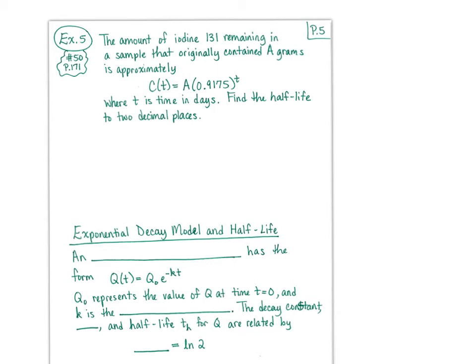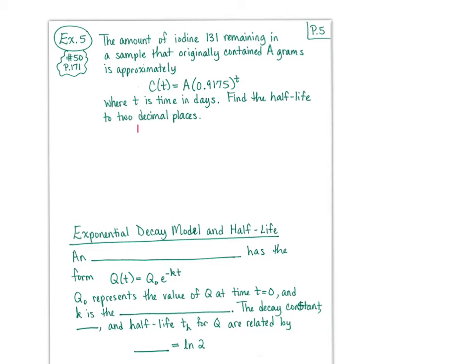Okay, so the amount of iodine 131 remaining in a sample that originally contained A grams is approximately C of T equals A times the quantity 0.9175 raised to the T, where T is time in days. Find the half-life to 2 decimal places. Okay, so we know, since we're finding the half-life, that C of T should be 1/2 of what our original amount was. It originally contained A grams, so this should be half of A.